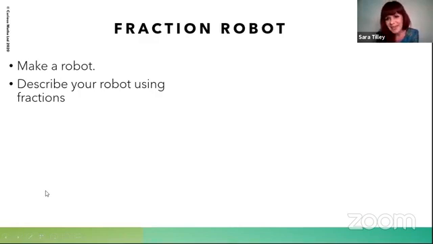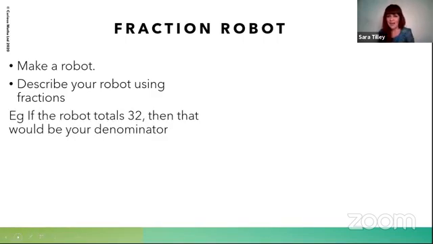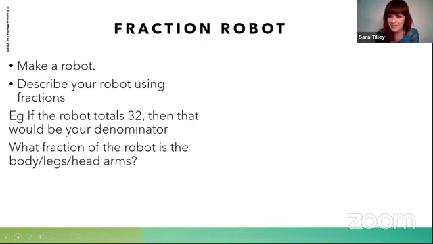But what you're going to do with this one is describe your robot using fractions. So let's imagine that you made your robot, and when you added all the bits together, it equaled 32. Well, the 32 would be your denominator, your number on the bottom. And then you start to get the child to explain and describe all the different parts of the body using a fraction. So for example, if their body was made up of 8, the fraction of the robot which is body would be 8 out of 32, and you could do some simplifying around that.